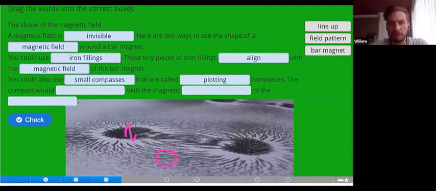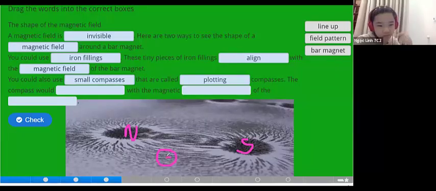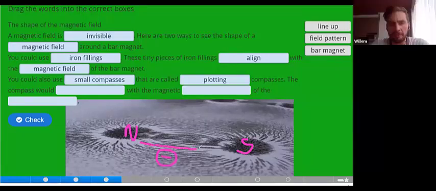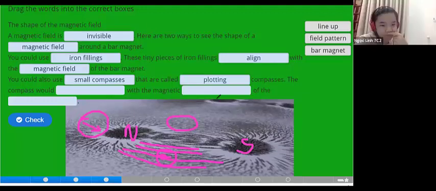Now, if this is the North Pole and this is the South Pole, to which pole would the compass point? North. Do you see how the iron filings line up with the magnetic field? So the compass would also line up with the magnetic field. If I put it over here, it's going to point towards the north. Do you understand? Yes.